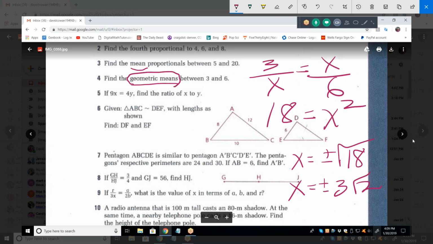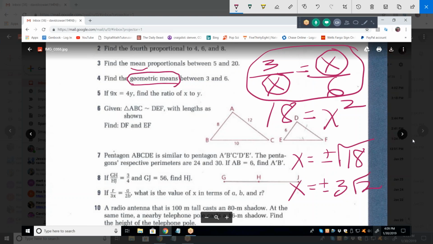I've never actually, they never went over what a geometric mean was. That's exactly what it is. It is what number is in the denominator of the first number and the numerator of the second number to make this an equation. That's exactly what it means.